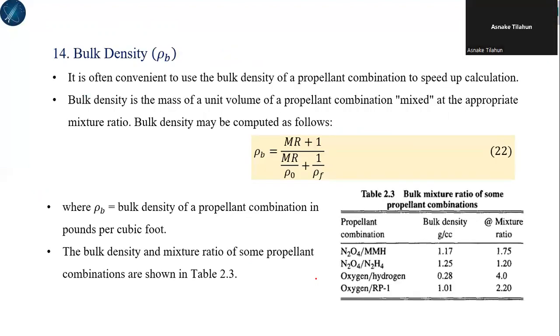Sorry, teacher, doctor. On the mixture ratio graph, can you repeat it once? On the mixture ratio graph. Uh-huh. Please come one page back.